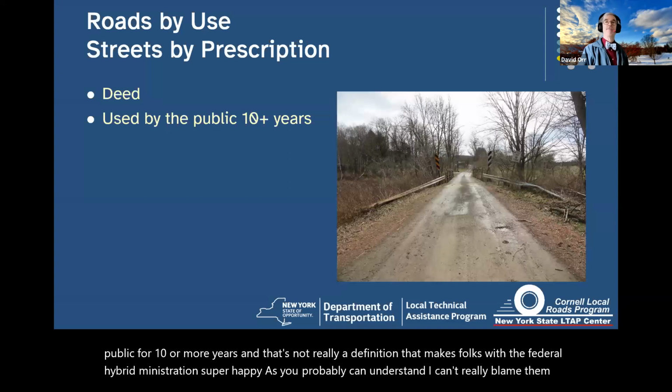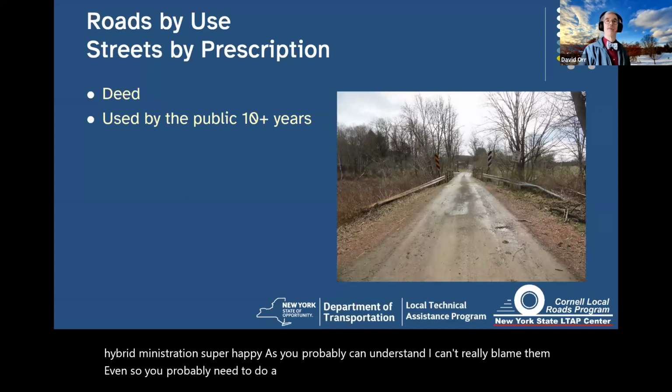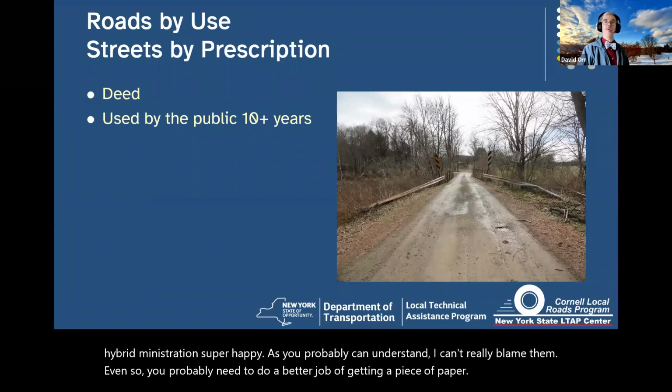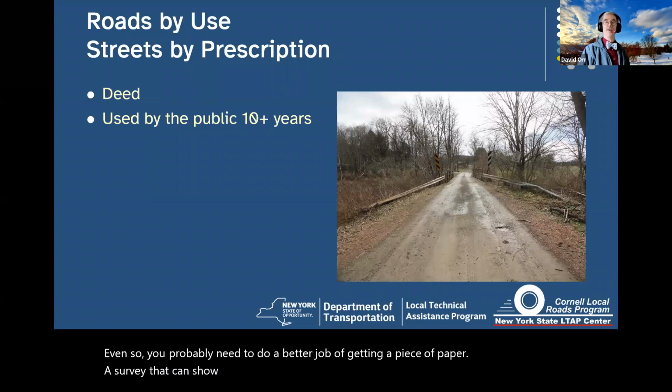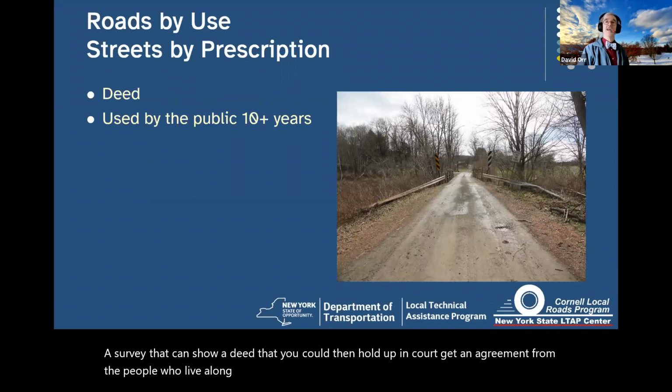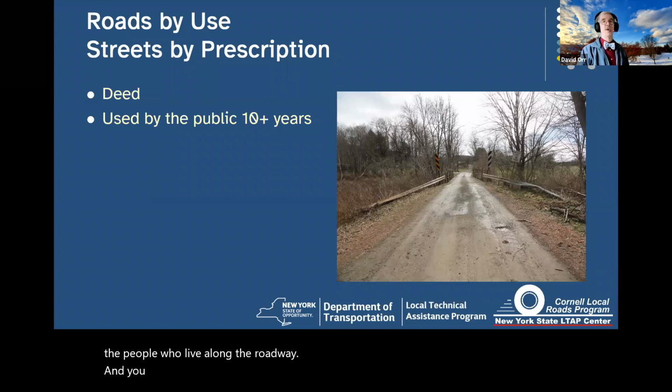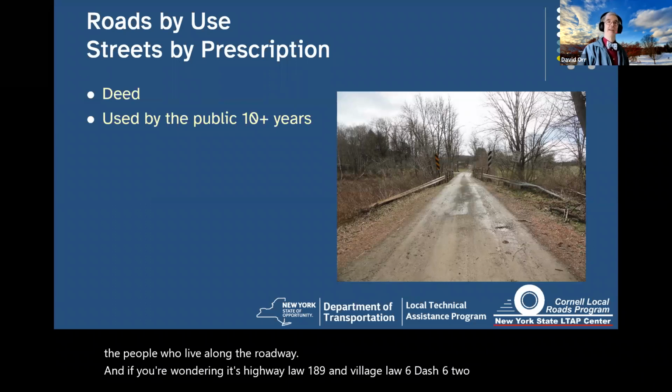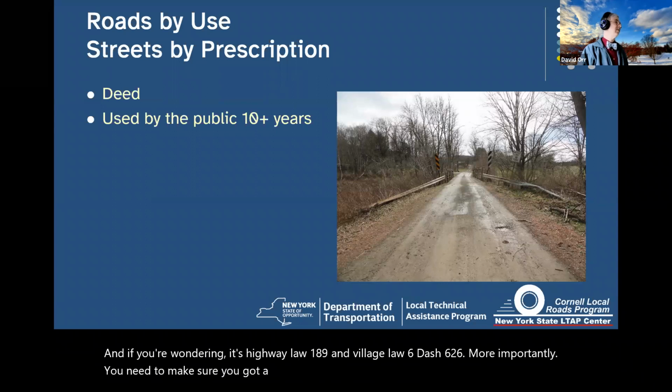So you probably need to do a better job of getting a piece of paper, a survey that can show a deed that you could then hold up in court, and get an agreement from the people who live along the roadway. And if you're wondering, it's Highway Law 189 and Village Law 6-626. More importantly, you need to make sure you got a piece of paper to understand this.